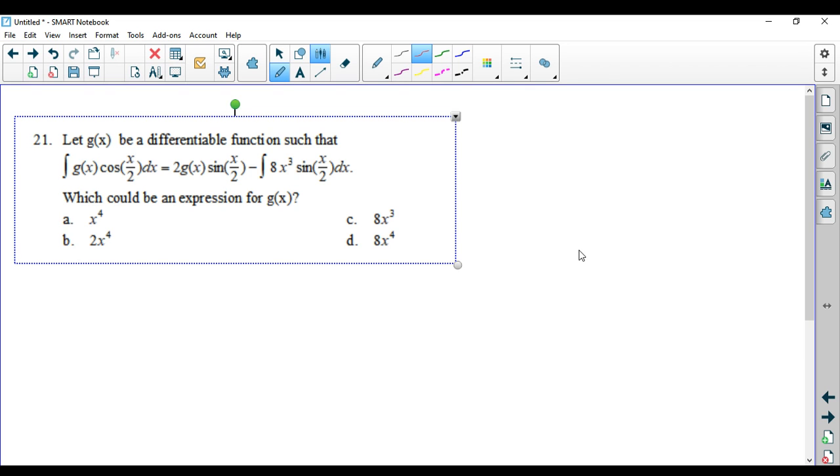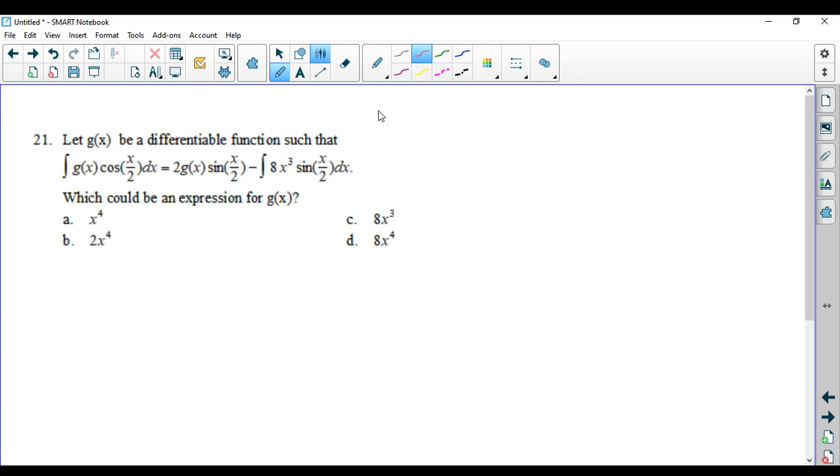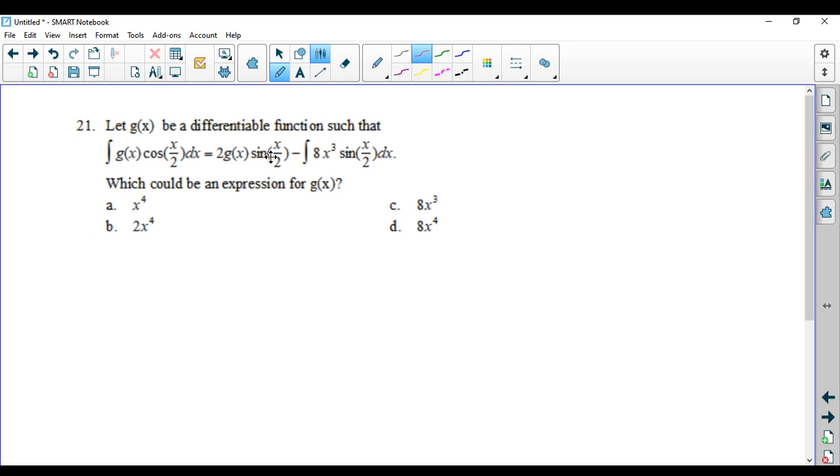This is the second of two conceptual examples for integration by parts. So this one looks confusing, but let's break it down. We're integrating g of x times cosine of x over 2 dx, and it gives us the result, and it just doesn't tell us what g of x is. So with this information, what could g of x be?